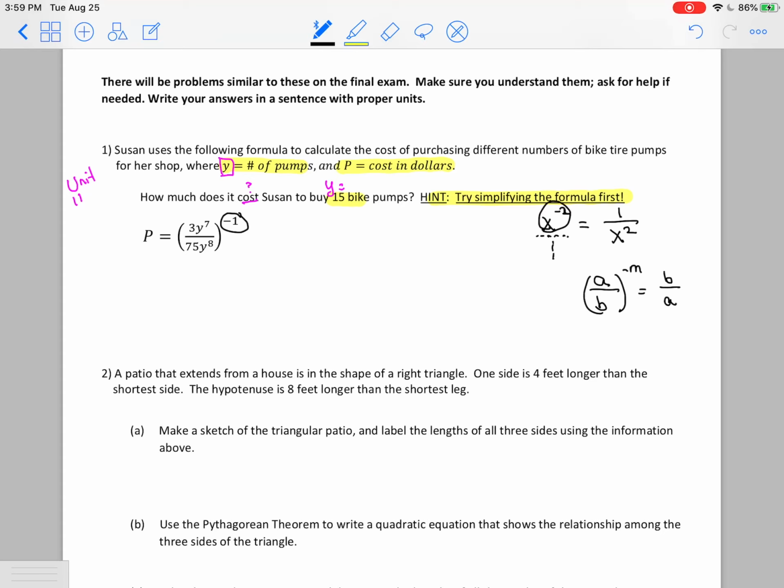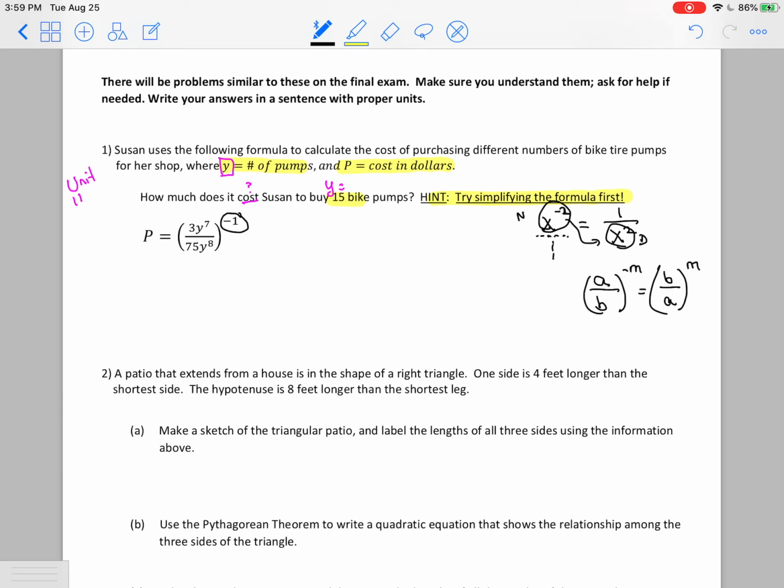We move whatever it is, wherever it is. We notice here this is in our numerator. If we move it to our denominator, it fixes that negative exponent problem. So we can do the same when we have a fraction. We just flip it over and then our exponent becomes positive. So let's apply that knowledge to this problem.